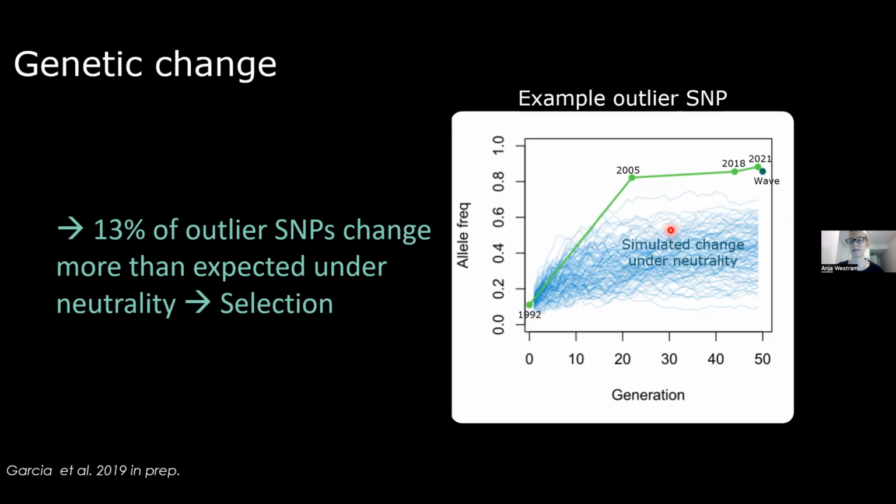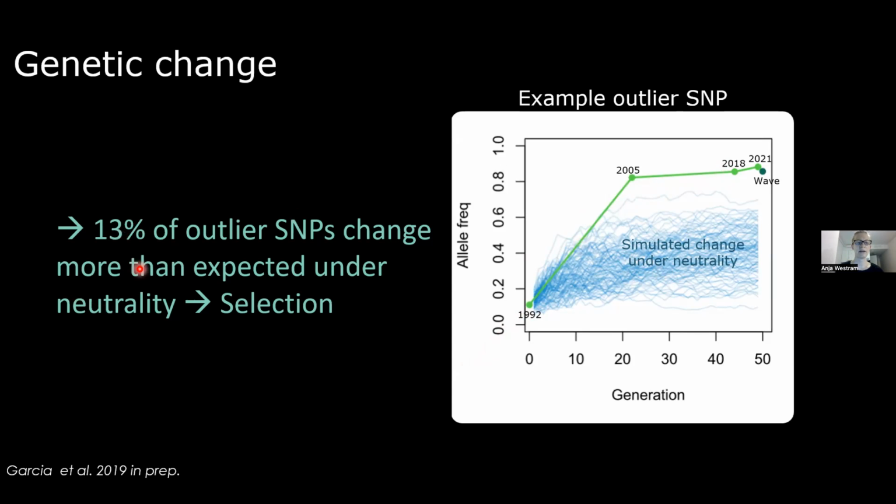Yes, if there was no selection, right? So this is what we see in blue, but in green, we see, again, one of those outlier SNPs, how it changes on the SCARY. So that is what we actually observe. You can see that this SNP is changing much more than what we would expect under neutrality. And so we can infer that this SNP is likely affected by selection on the SCARY.